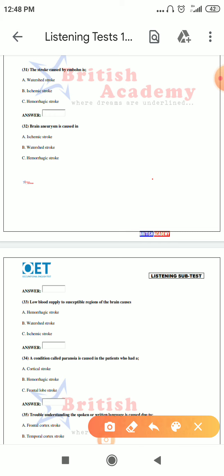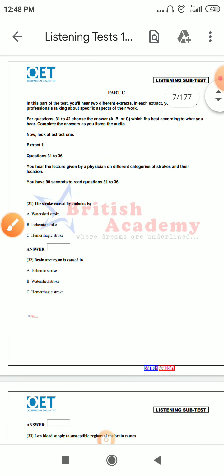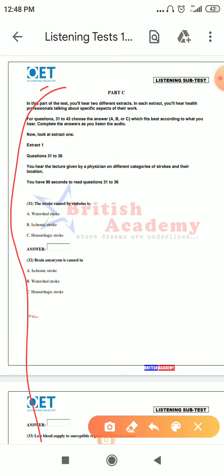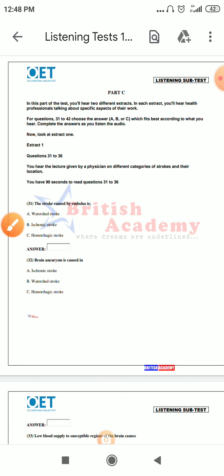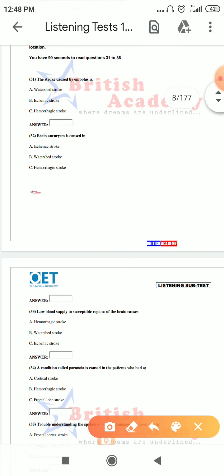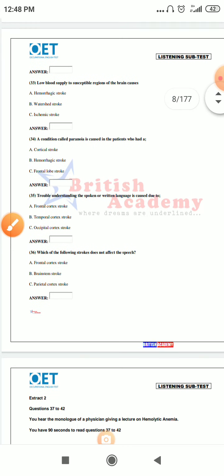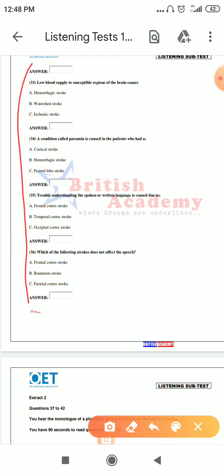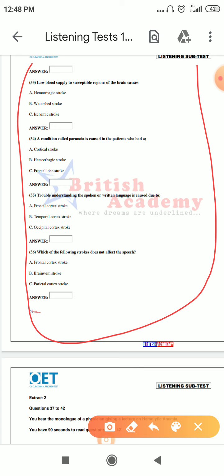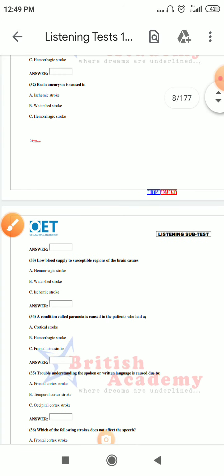You need to find the answers, like from here 31, all these things you need to find out. All this will come under an extract. So you can't listen to a single extract only once; you need to listen to an extract and find out all things, one by one. Like I will show you some examples, you can go through this.